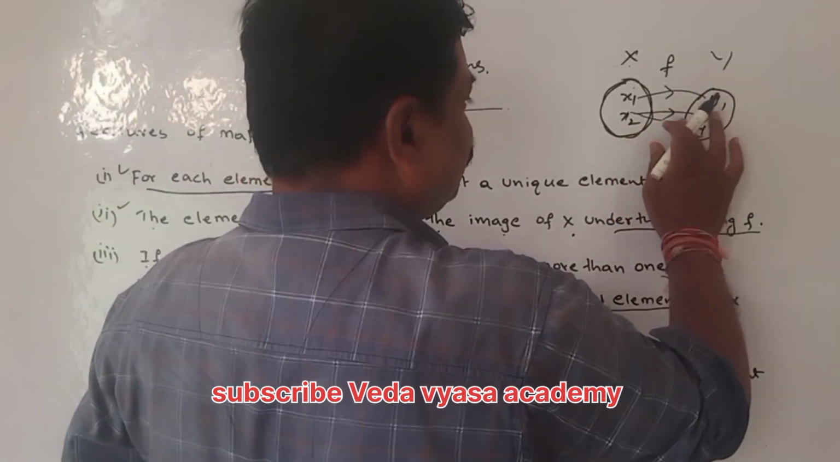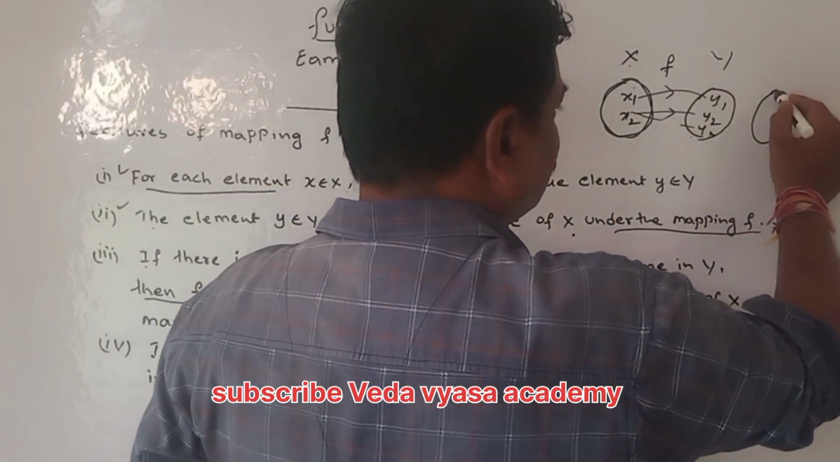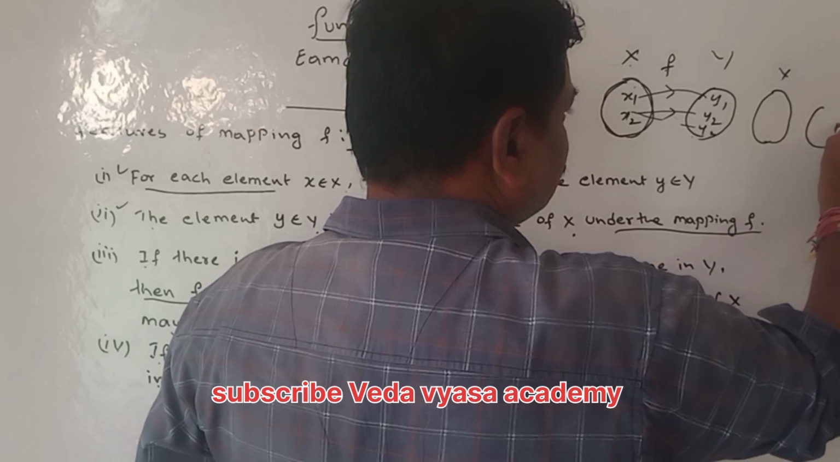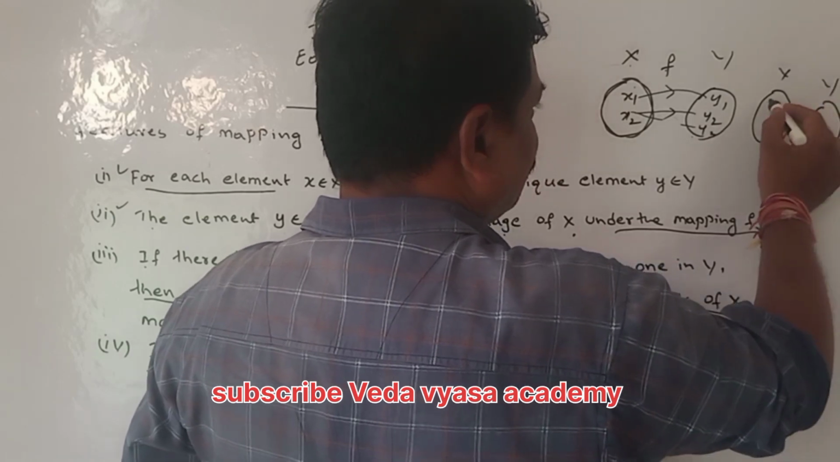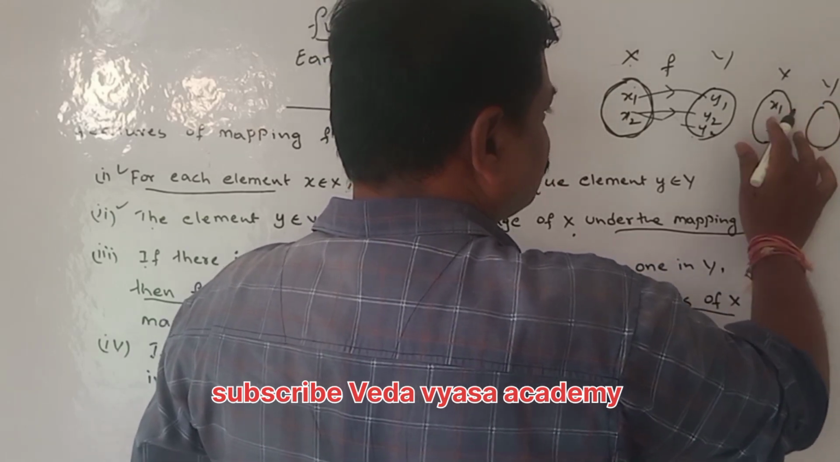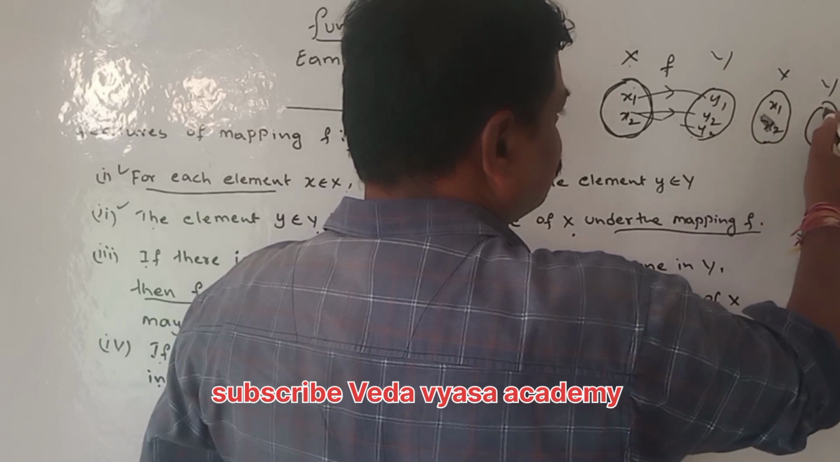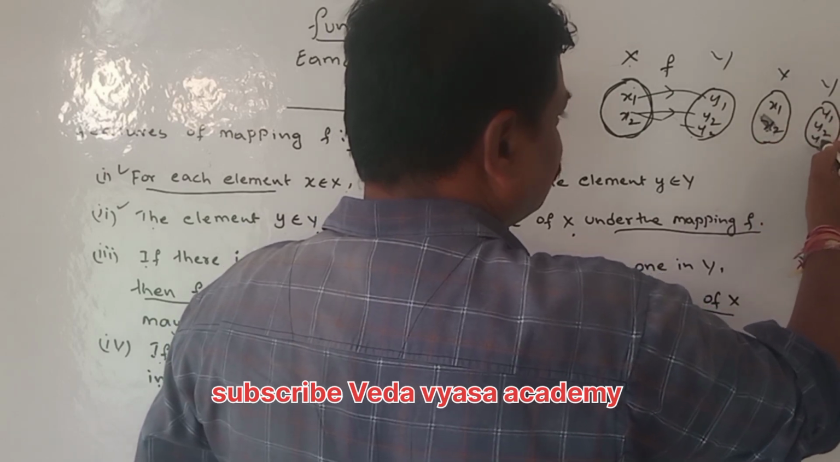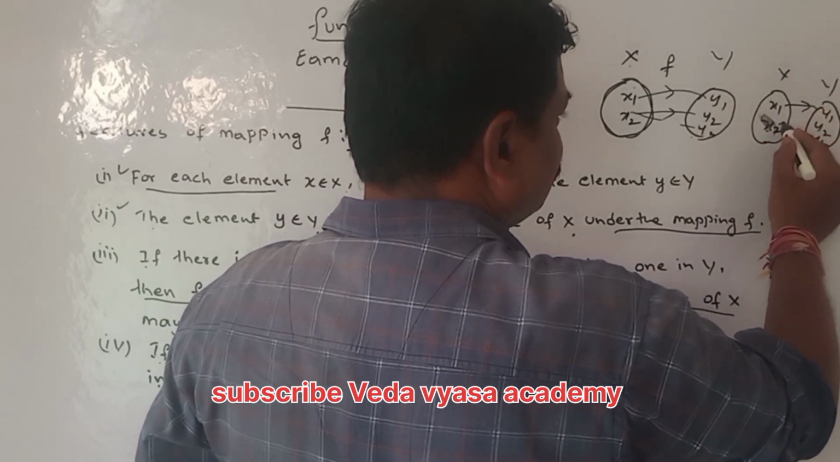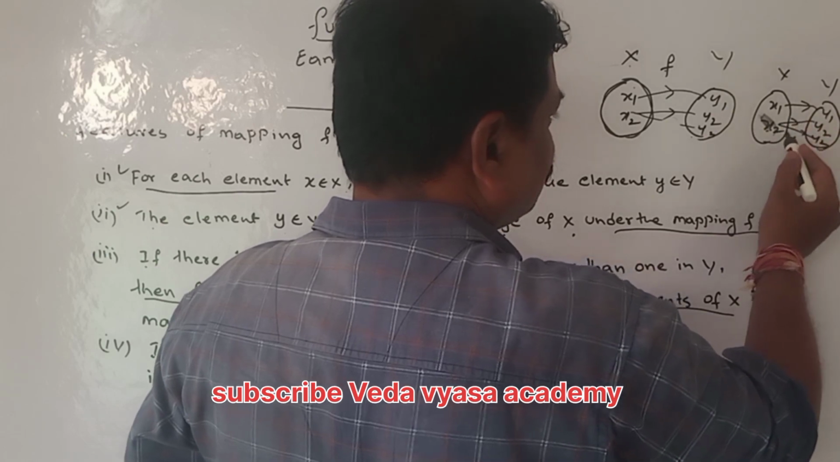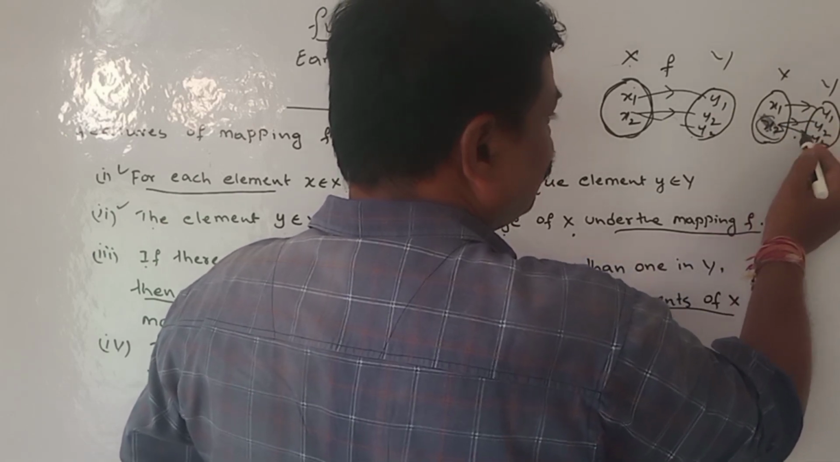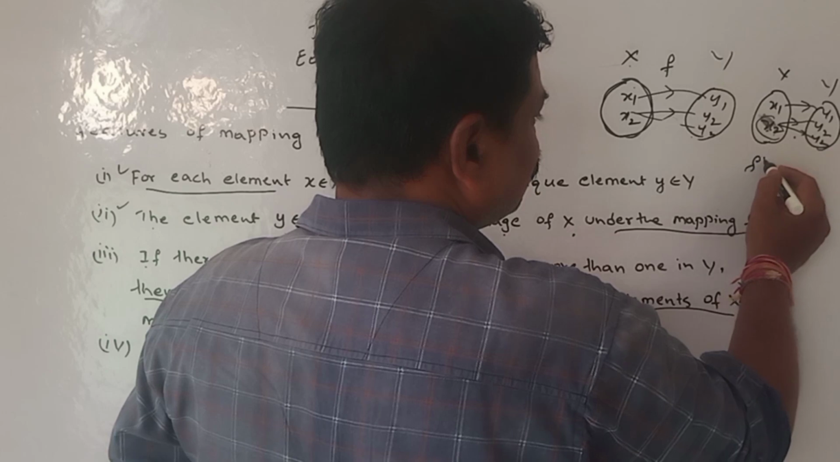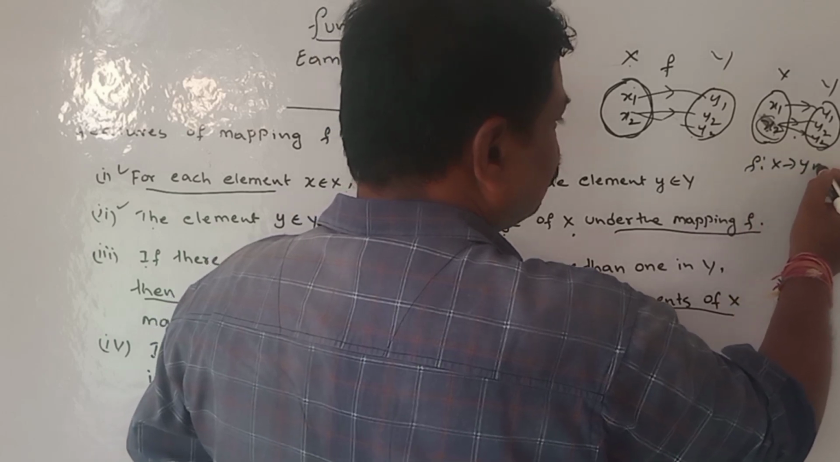Or you write another one. This is X, this is Y. x1, x2, y1, y2, y3. So this one and this one, x2 has two images. Then we say f: X to Y is not a function.